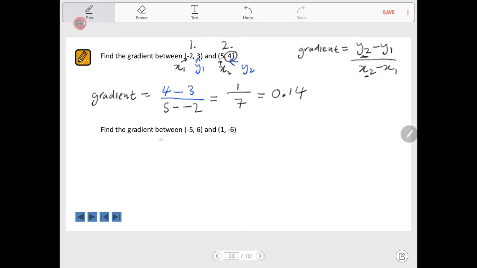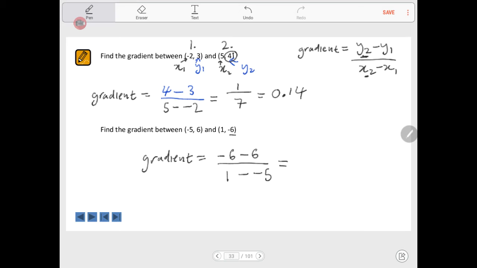Okay, now for the next one, we apply the same method. So gradient equals, okay, you go ahead and see if you can figure out which number needs to go where, then I'll have a go at it. Okay, I'll try it now. So we start off with negative 6 for y2, take 6 for y1, and then x2 is 1, take negative 5. Oh, some double negatives here.